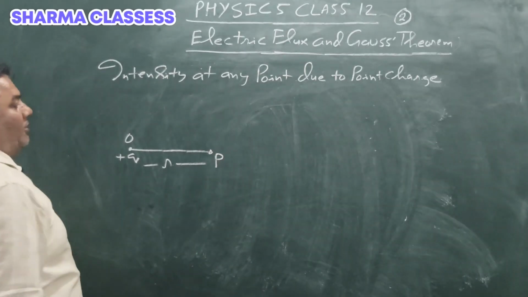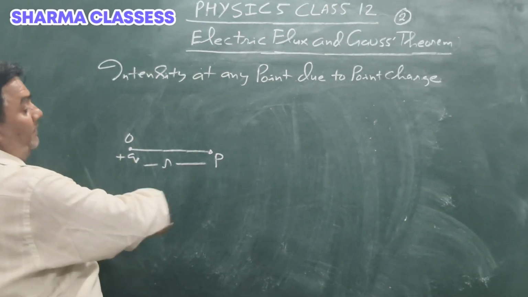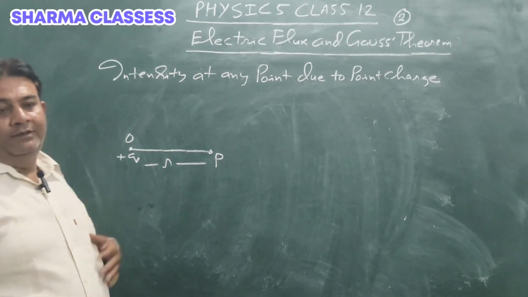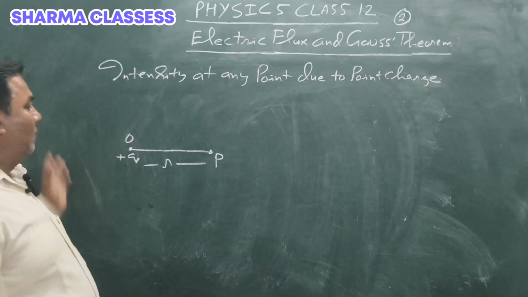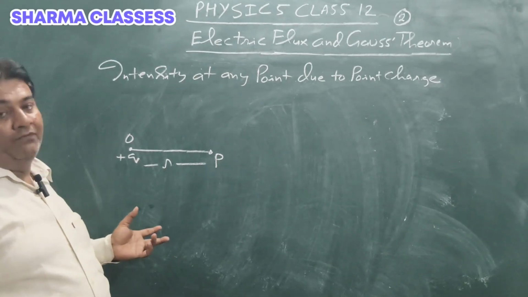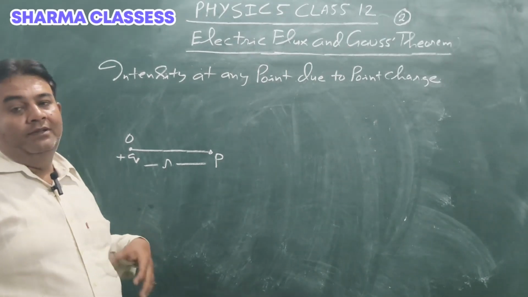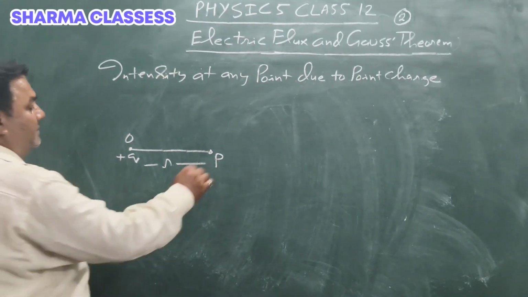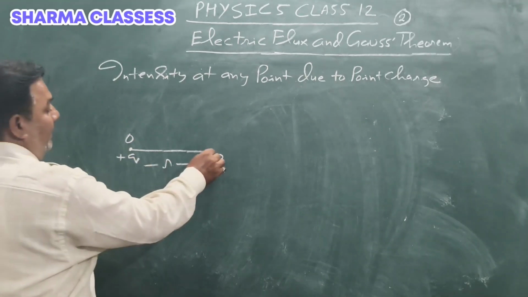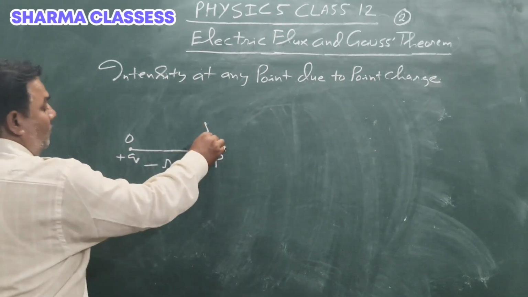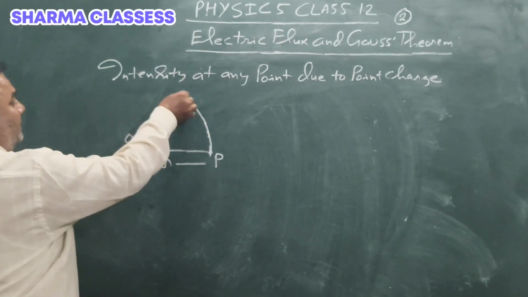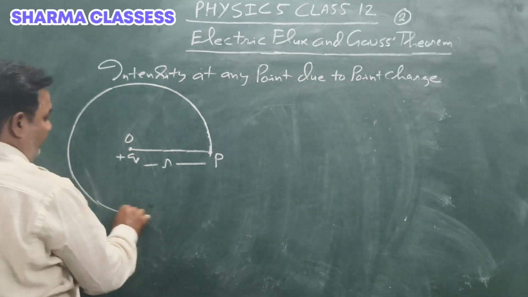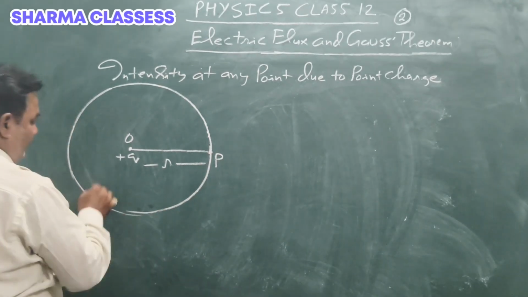To find out the intensity of electric field at this point, we draw a closed surface. We cover the charge. The Gauss theorem is applied for a closed surface, that is why we have to draw a closed surface. That is called a Gaussian surface. A Gaussian surface is that surface which is used to find out the intensity of electric field at any point. That is a hypothetical surface. So we take O as the center and draw a closed surface passing through point P of radius r. This is a spherical surface.